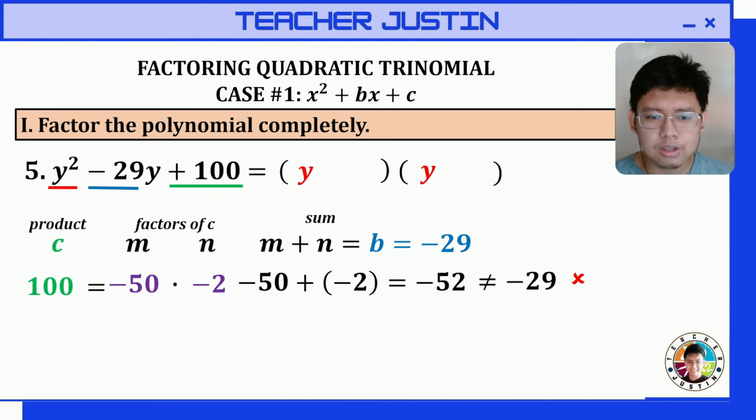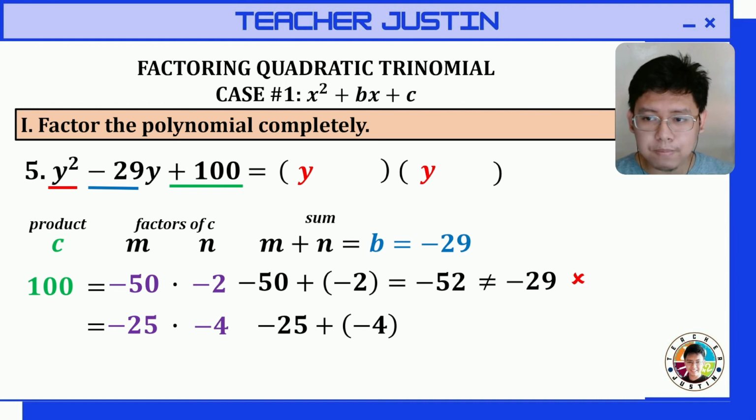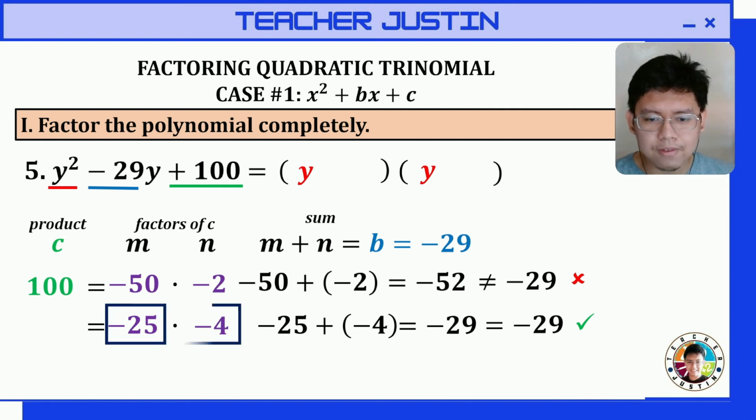Isa pang factors ni 100, we have negative 25 and negative 4. So, pag inadd natin yan, negative 25 plus negative 4, that will give us negative 29. Which is, yun yung hinahanap natin na value na pag inadd natin yung factor, negative 29 yung sagot. So, nahanap na natin yung factors na kailangan natin. Kunin natin si negative 25 at si negative 4. Ilalagay natin si negative 25 sa isang group. Okay? And si negative 4, lagay natin sa isa pang group. So, that will give us the factor of our polynomial, which is y minus 25 and y minus 4.